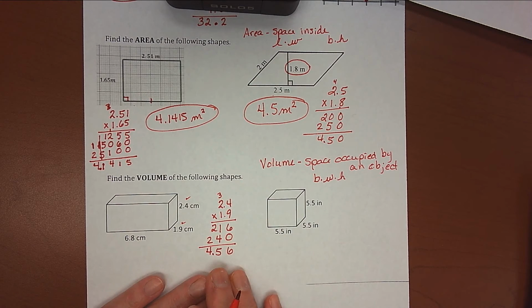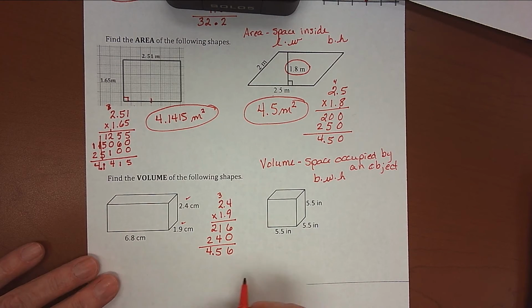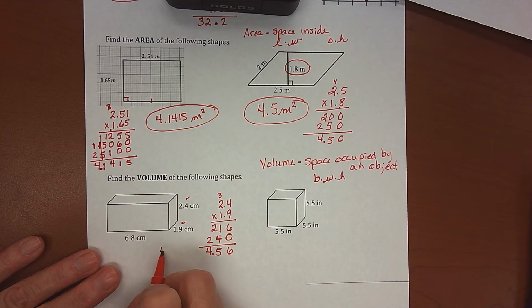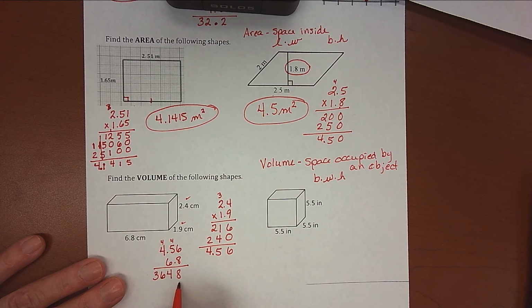Now I'm going to take that answer, 4 and 56/100ths, and I am going to multiply that by my 6 and 8/10. 8 times 6 is 48. Put down my 8, carry my 4. 8 times 5 is 40, and 4 more is 44. Put down my 4, carry my 4. 8 times 4 is 32, and 4 more is 36. Add a 0 because I'm moving over a digit.